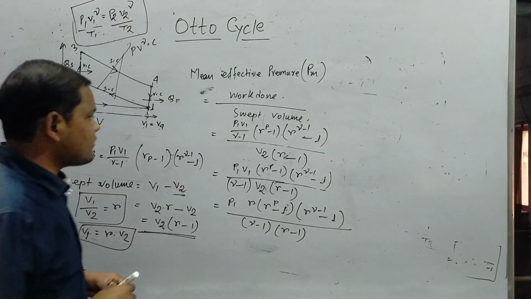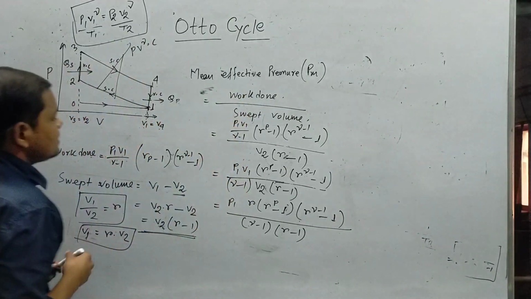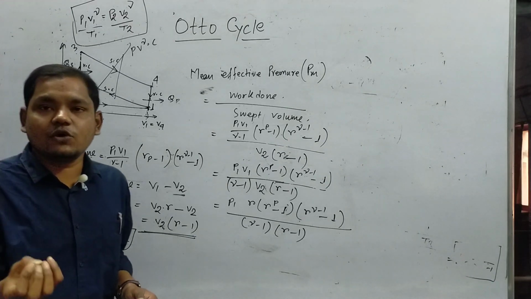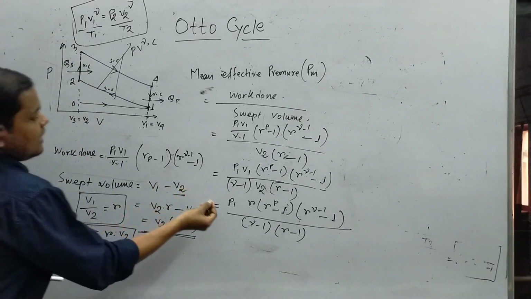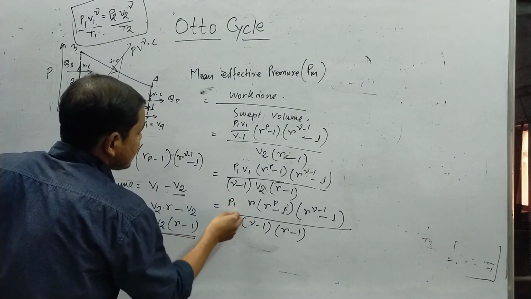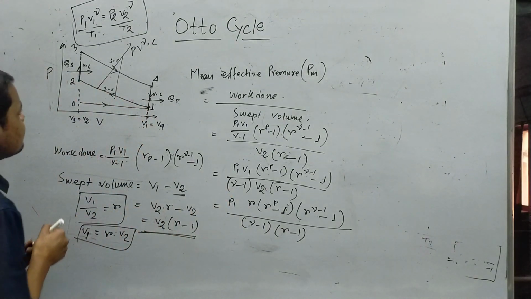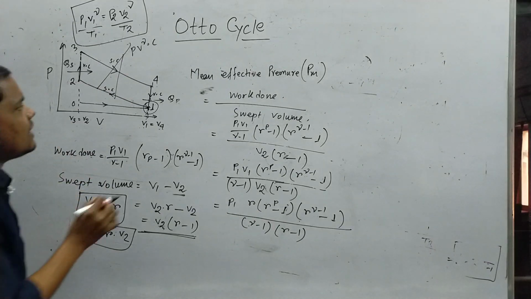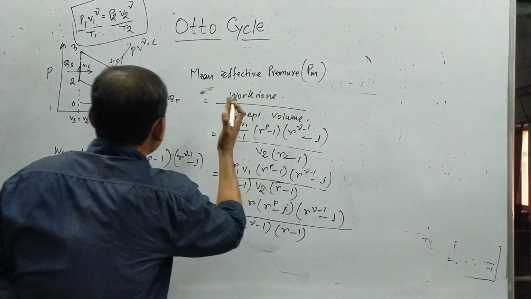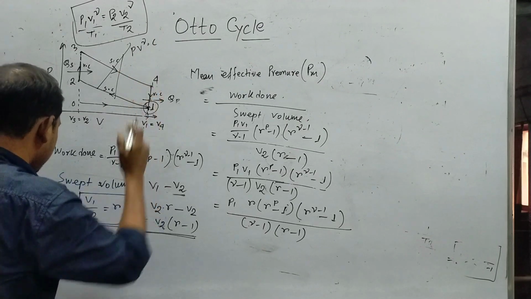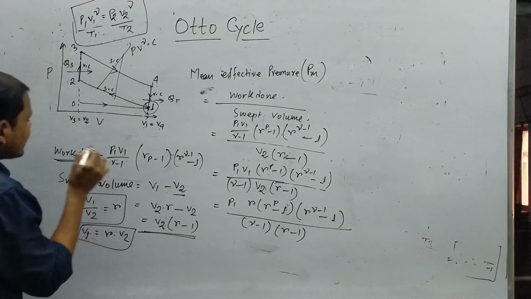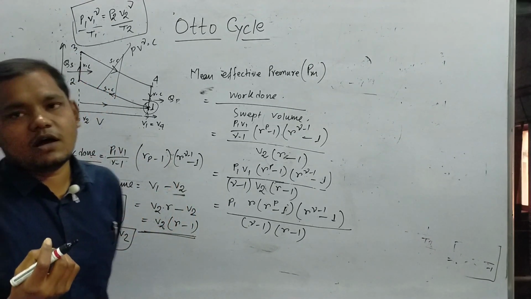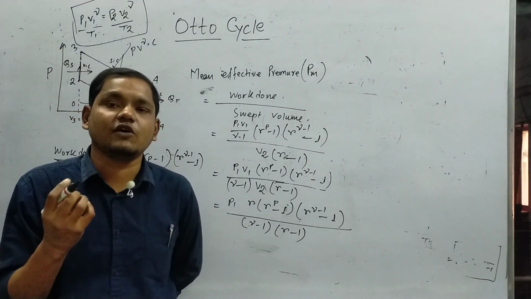Now you can see that the mean effective pressure is a function of the compression ratio, the specific heat ratio, and the initial suction pressure, the suction pressure at state 1. This is how we can calculate the mean effective pressure of an Otto cycle, and we have already derived the work done, the mean effective pressure, and the air standard efficiency of the Otto cycle.